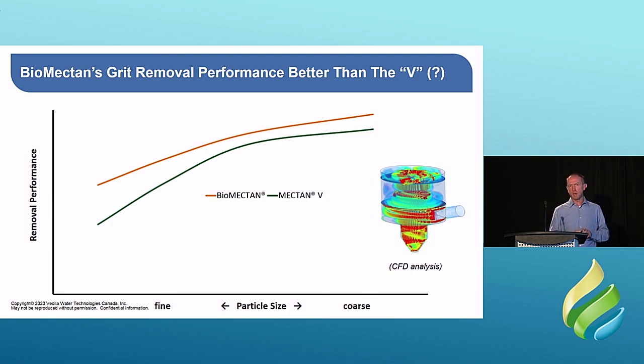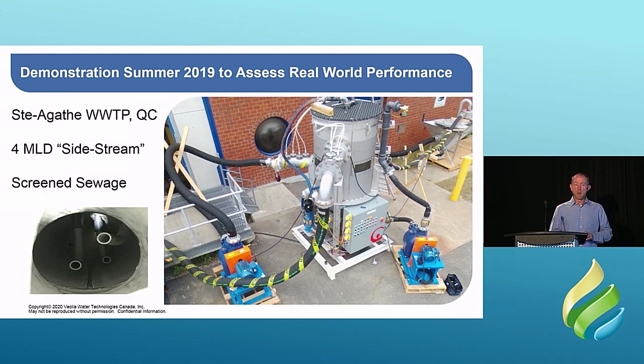What the CFD analysis showed is that we should be getting a better level of grit removal performance than the Mectan V, especially on the finer grit. So that's what you see on the graph there. That's what the CFD indicated we could expect. But CFD is all well and good. What about the real world, right?